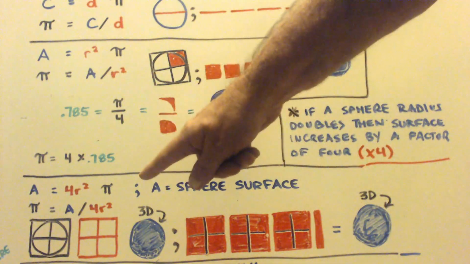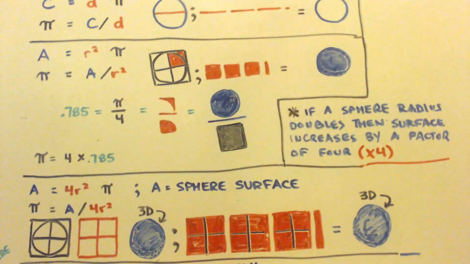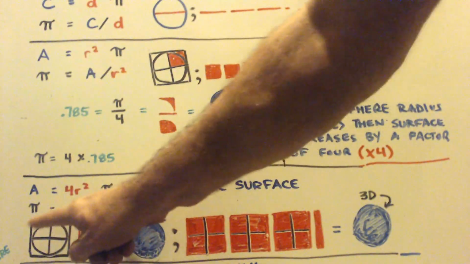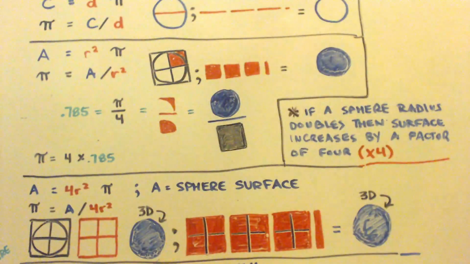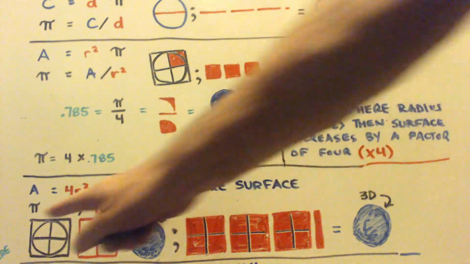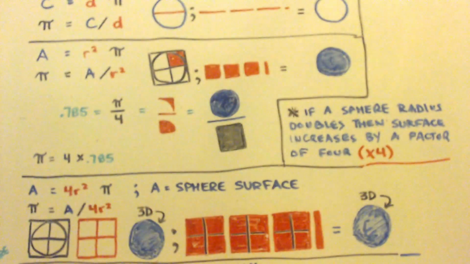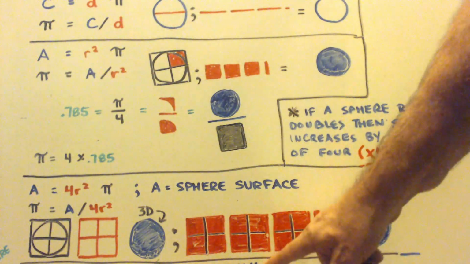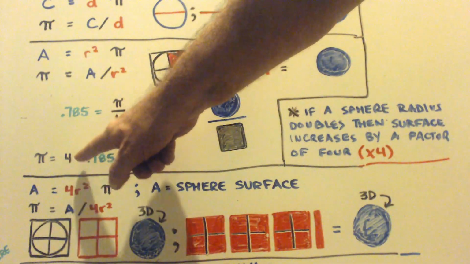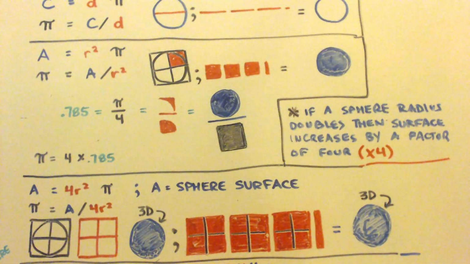The area of the square, the area of this circle here inside the square, that circle, is 78.5% of the area of the whole square, right? That's a ratio, right? That's why they have this 4. Pi equals 4 times 0.785. That's where the 4 comes in.